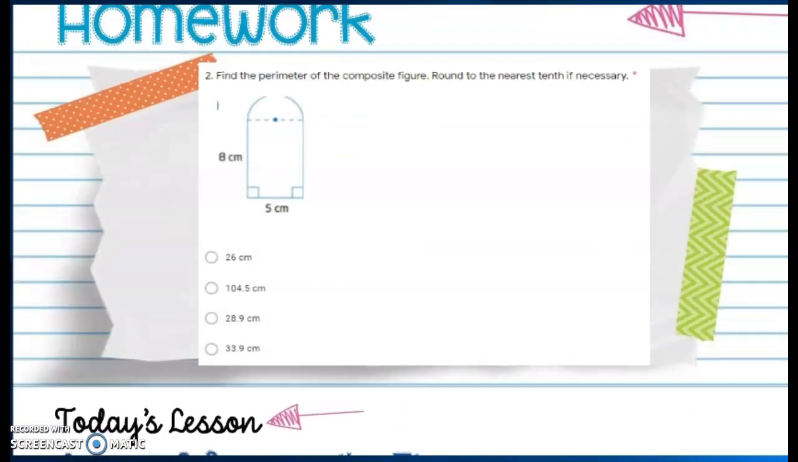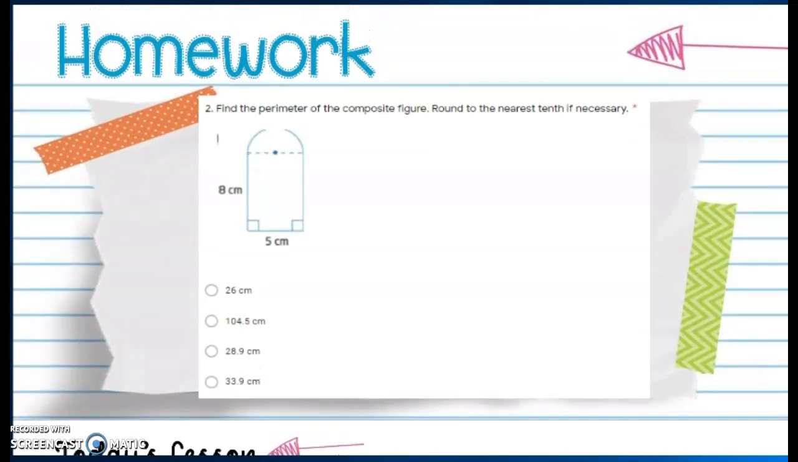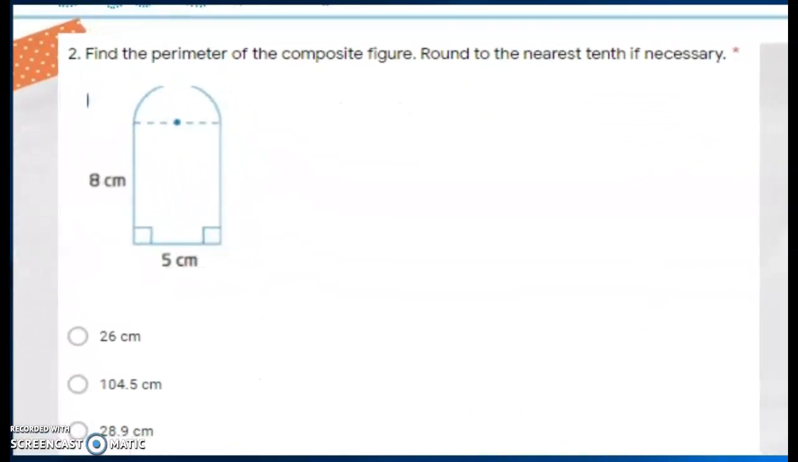Okay, so I'm going to review this question. This was the most missed question from the homework. So we're going to review this first. We're going to find the perimeter of this shape here, which is just a rectangle, right? 3 sides, and then there's also this semicircle here. So remember, to find the perimeter, we add up all the sides. This is a rectangle, so that's definitely 8 centimeters on the right side of that shape as well.